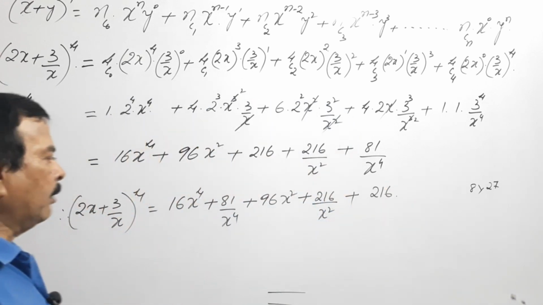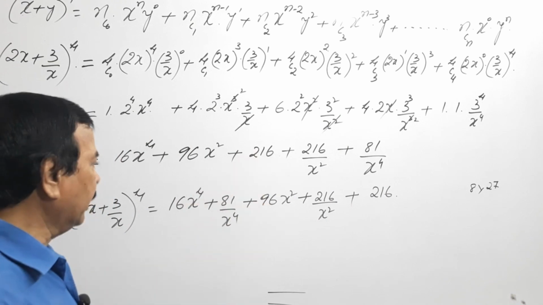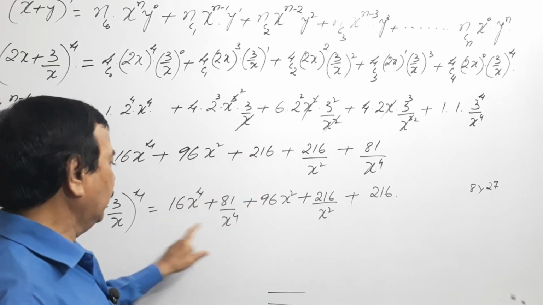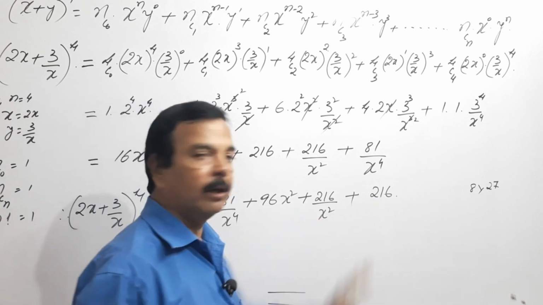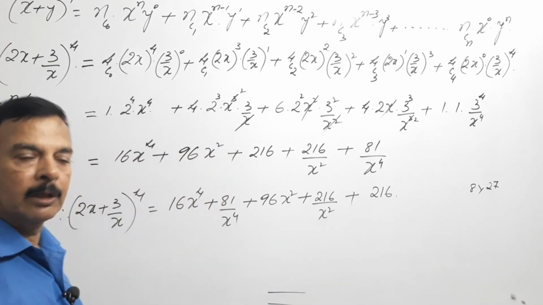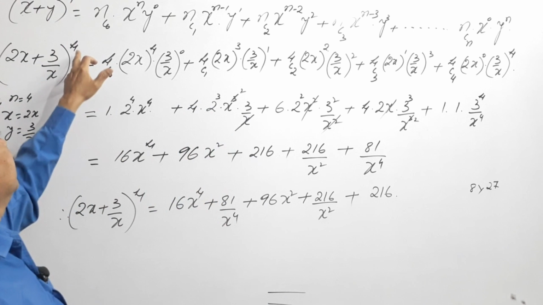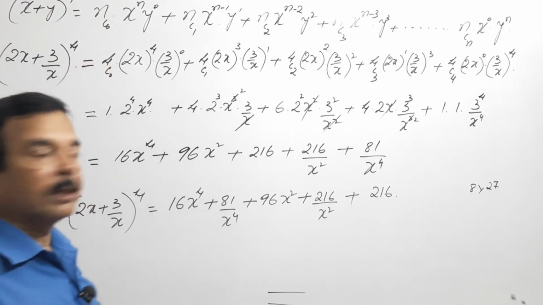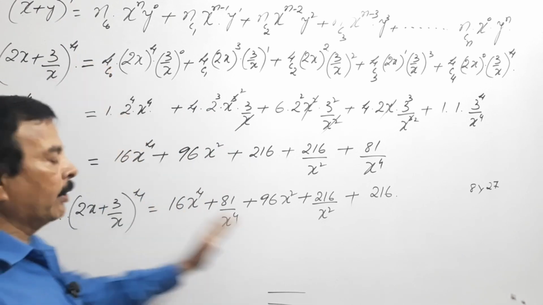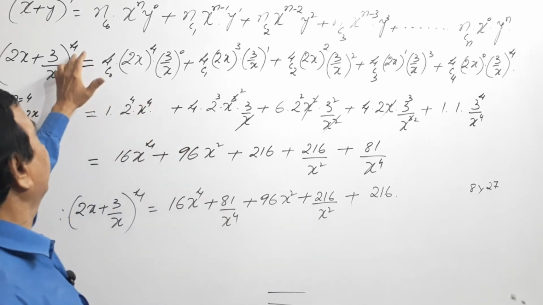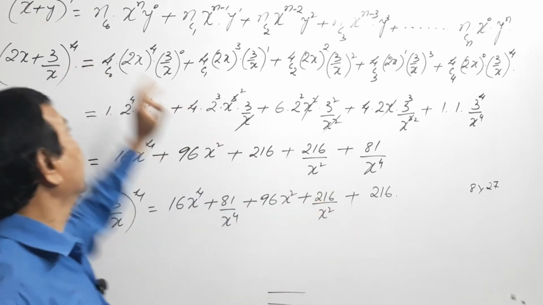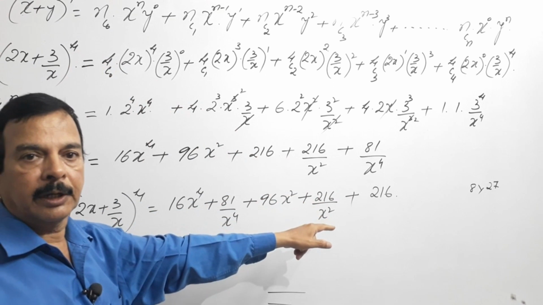See students, I want to tell you something. Anyway, I am coming to that a little later. How many terms are here? 1, 2, 3, 4, 5. Totally we have 5 terms. But what is the value of n here? n is 4. So what does it imply? When n is 4, we should have 5 terms. When n is 5, we should have 6 terms. When n is 7, we should have 8 terms.